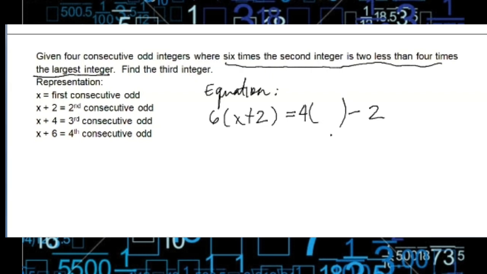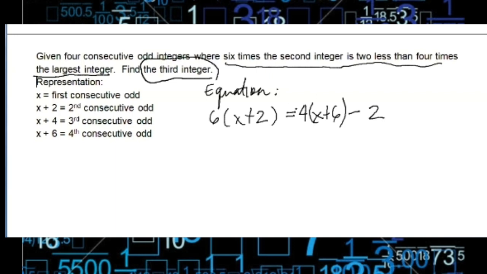Di ba pag less than pabalik? Saan namang largest dito sa apat na magkakasunod? Siyempre yung x plus 6. Siya yung pang-fourth. So siya yung pinakamalaki. Done! That's the equation. So ang hinahanap, what is asked? Find the third integer. So, this is the question.